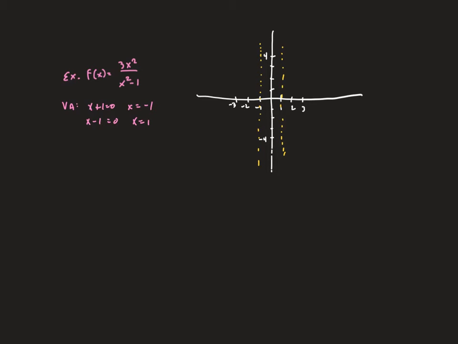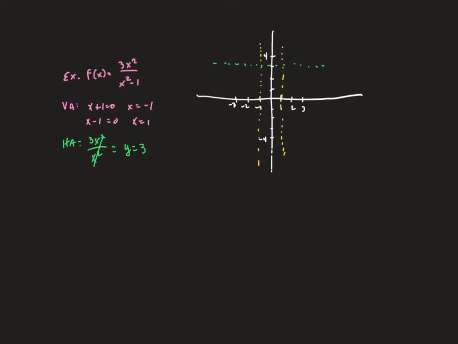And then my horizontal asymptote. My horizontal asymptote was going to be looking at my exponents, right? So I have 3x squared over x squared, and those are going to cancel out. So my horizontal asymptote should be y is equal to 3. So we have 3 asymptotes here. We have one horizontal and 2 vertical.